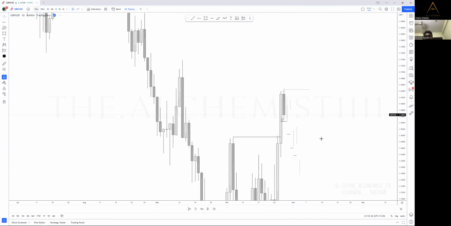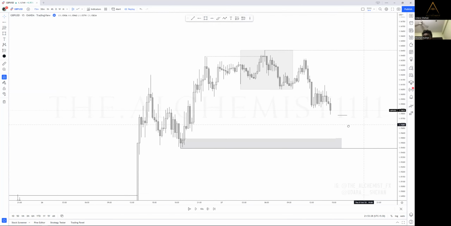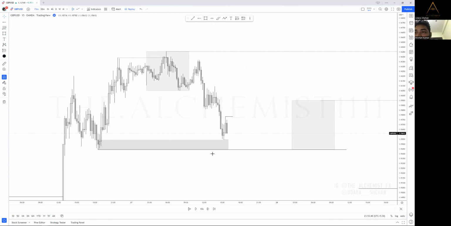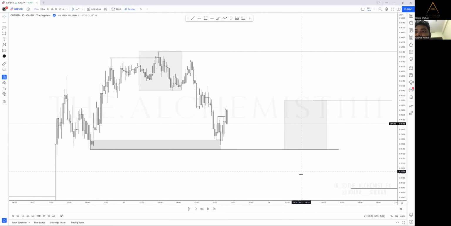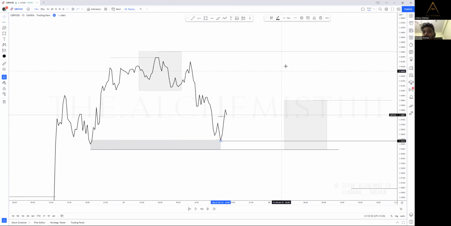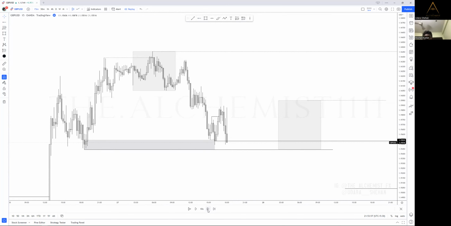If I go to the 15-minute, what happened? Look at this. It came down into the 4-hour point of interest, did the stop hunt and gave the break. See that? So there we get the confirmation. Then what do we have in here? A support, right? So what happens? It comes down, flies up.